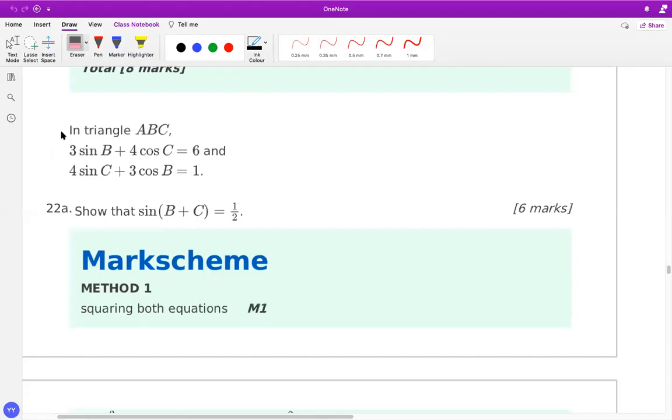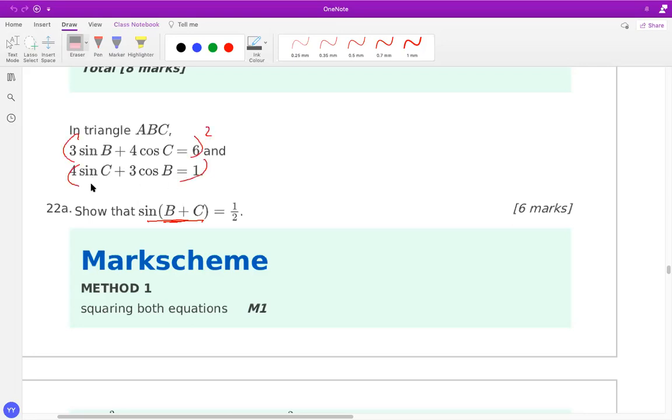So for this question, we have to prove that, let's say, in triangle ABC, 3 sine B plus 4 cos C is equal to 6, and 4 sine C plus 3 cos B is 1, and we have to show that sine of B plus C is equal to half. So what we do in this case is that the squaring logic always helps. So you square both sides here.